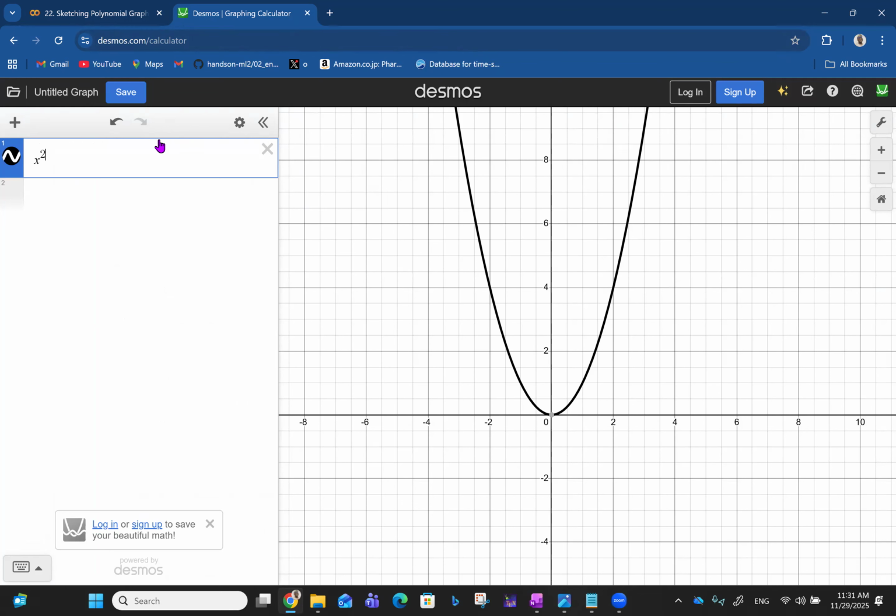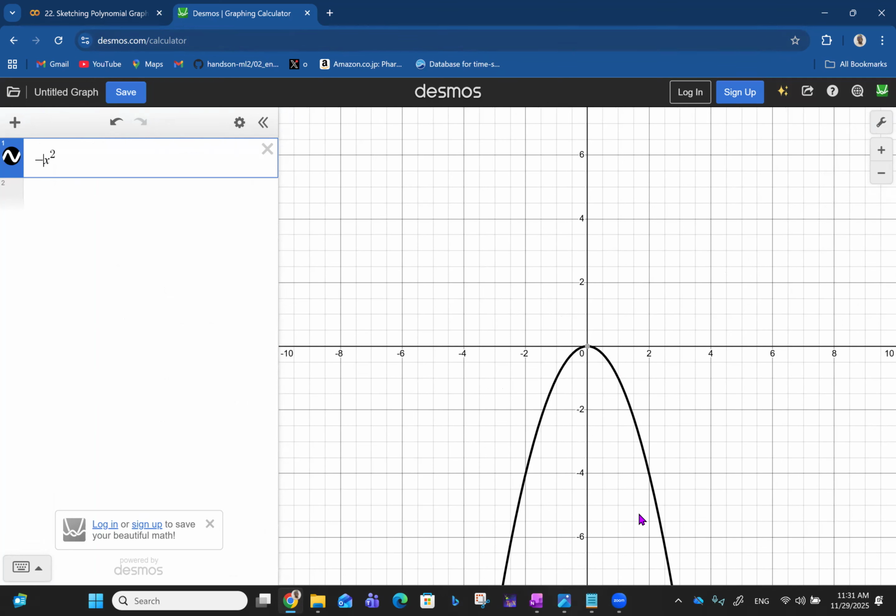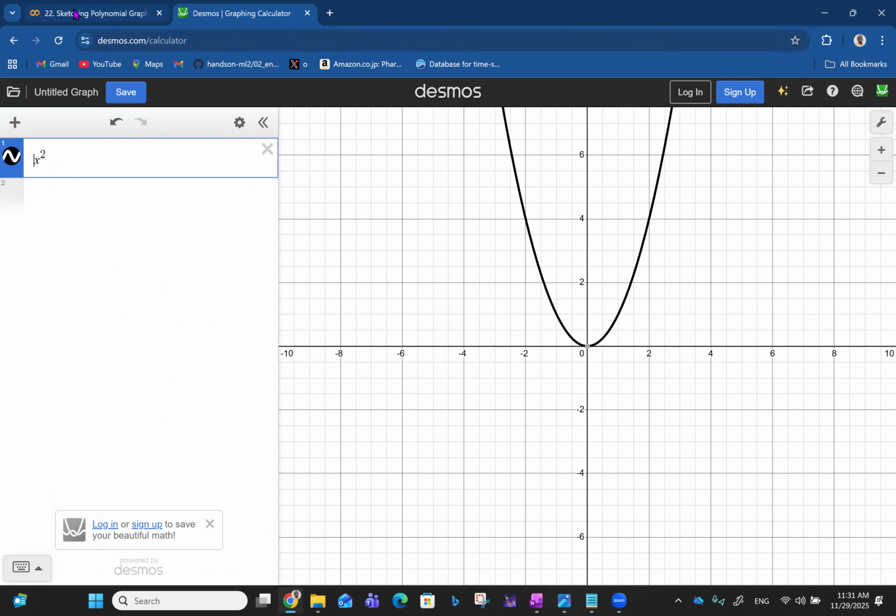Now look at this, starting with x squared. So this is x squared. As x goes towards infinity in the negative direction and in the positive direction, you see the function goes towards positive infinity in both directions. But if you put minus, you see, as x goes to infinity in the right direction or in the opposite direction, the two of them go to negative infinity in the downwards direction. So that's the idea.